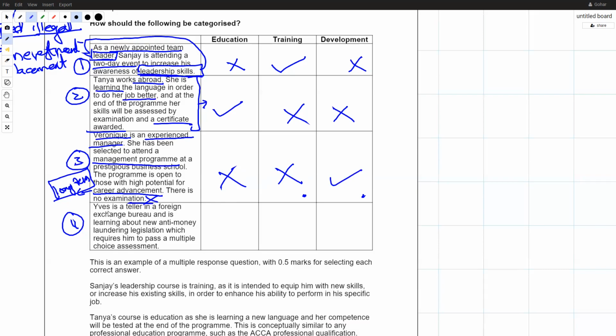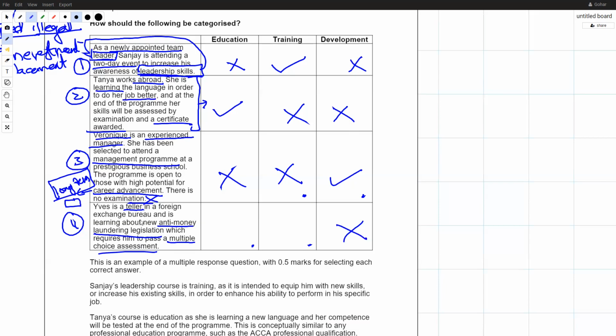The last scenario states Vyas is a teller in a foreign exchange bureau. He is a teller who sits at a desk and guides the customers that come into the office in a foreign exchange bureau, and is learning about new anti money laundering legislation which requires him to pass a multiple choice assessment. So there is an exam at the end. He must pass the MCQ test. This can either be education or training, but this is not development. So now we have a 50-50 chance of getting the options right.